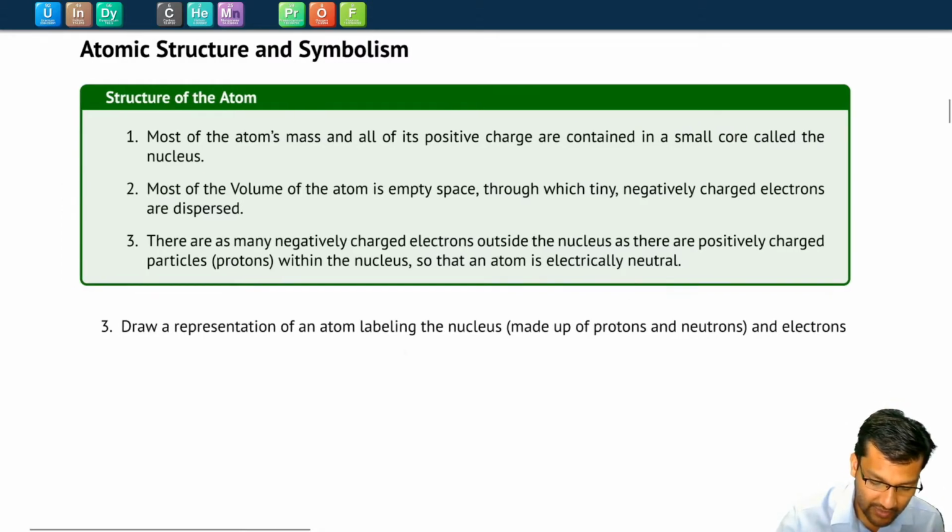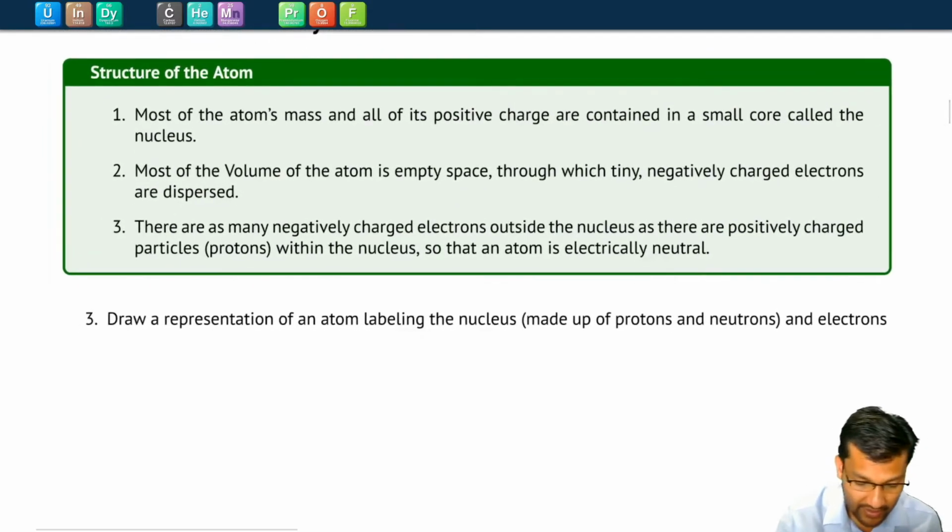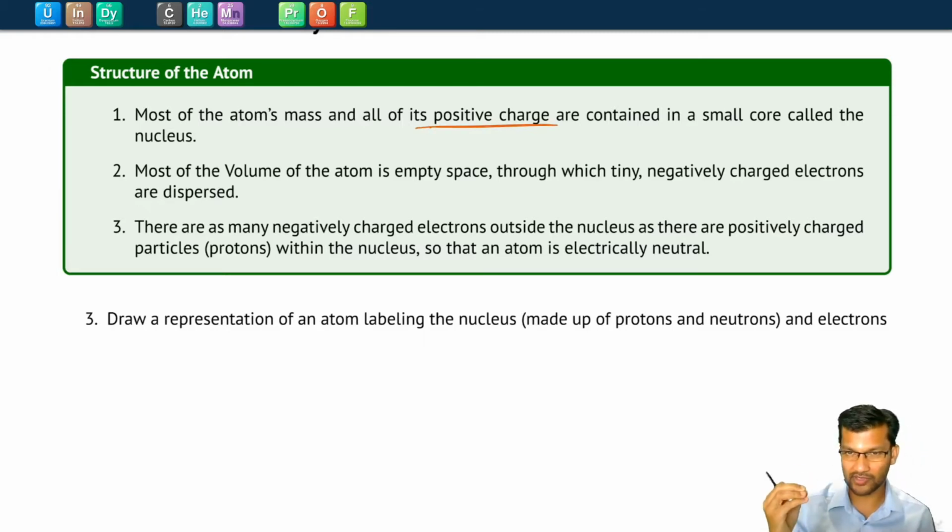But as of today, what we know about the structure of an atom is that most of the atom's mass and all of its positive charge are contained in a small core, which we'll call the nucleus. So all the positive charges and almost all of the mass are in that core. What that means is that most of the volume of the atom is actually empty space, through which tiny negatively charged particles, which we'll call electrons, move about. And finally, for atoms that are neutrally charged, there are as many positive charges as there are negative electrons. There are as many protons in the nucleus as there are electrons.